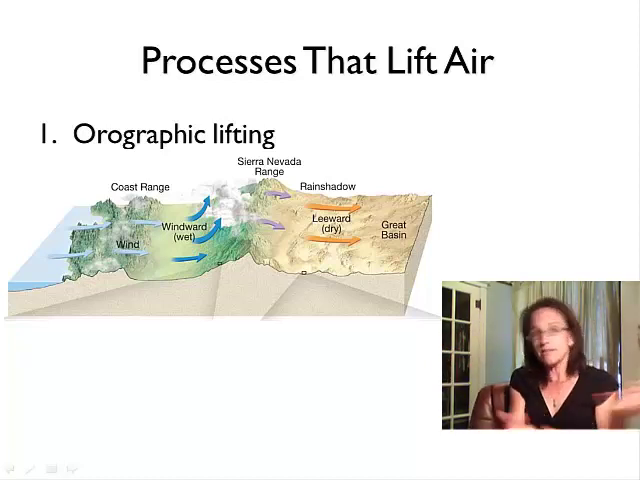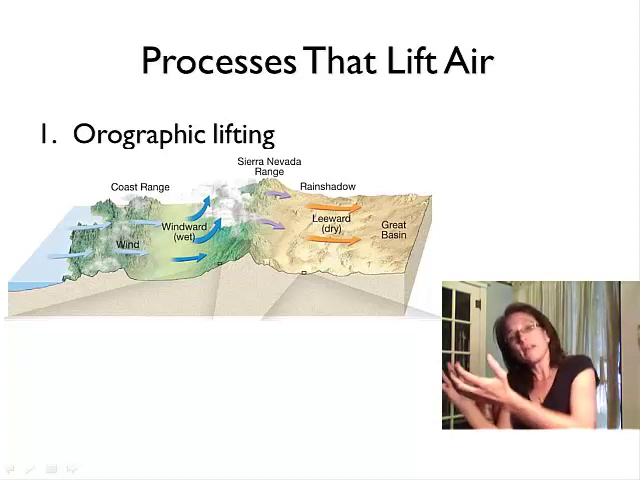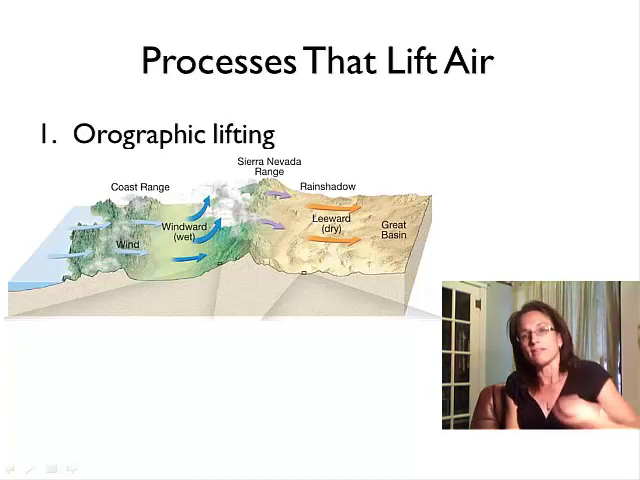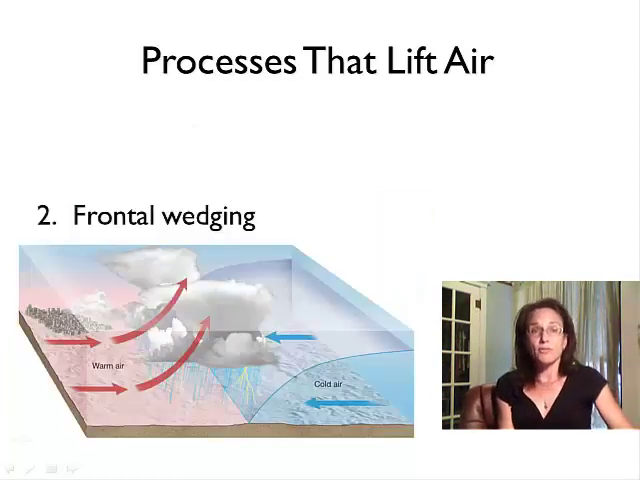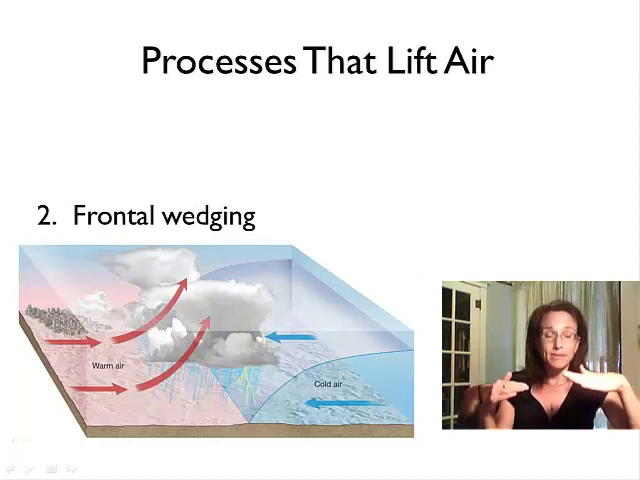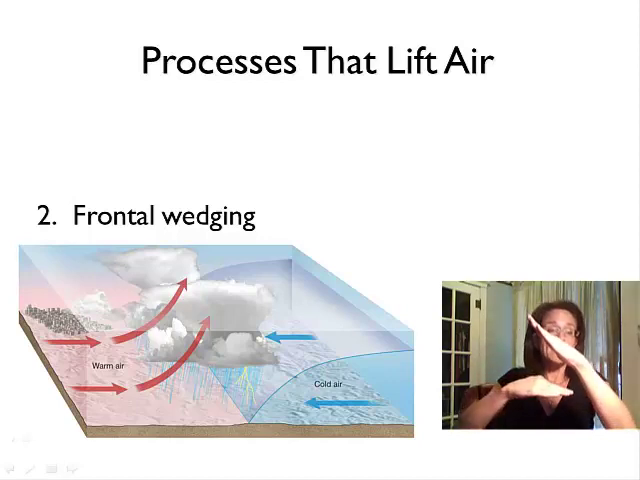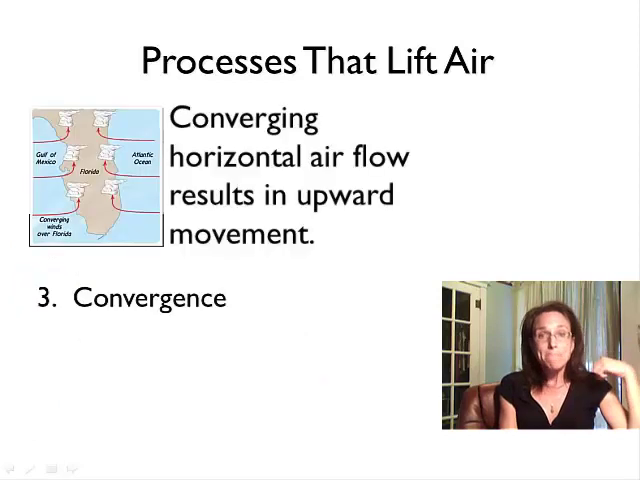So we've got air masses moving from west to east across the United States. Those air masses hit the Rocky Mountains and poof, the Rocky Mountains push the air masses up, and that causes lifting. Another process that can cause air to rise is when you have cold air colliding with warm air. And what happens then is that the cold air is more dense, the warm air is less dense, and the warm air gets pushed up over the cold air. And that's what we call frontal wedging.